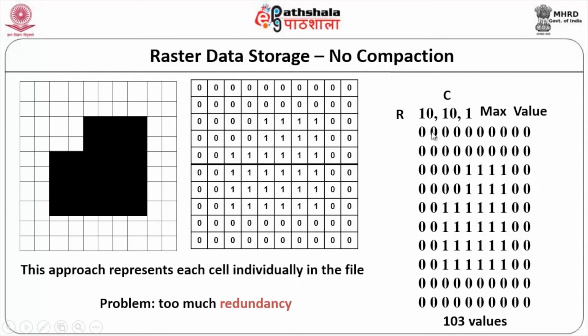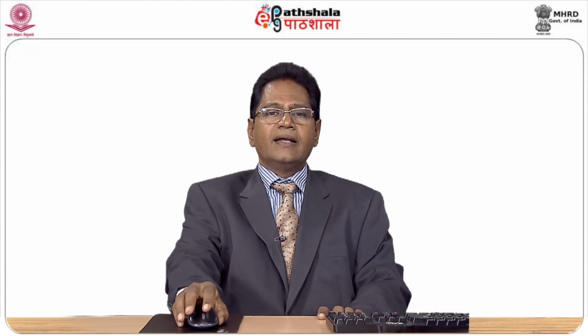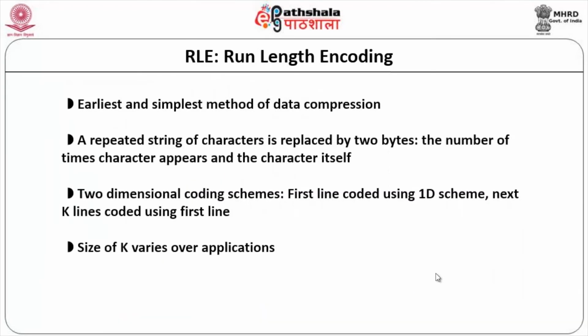Obviously, you find that when the data is stored, a lot of redundancy, that means repetition of data, is very evident here. And we have a very important method, run length coding, which is one of the earliest and a very simple method used for data compression. A repeated string of characters normally is replaced by 2 bytes. So, the number of times that particular character appears and the character itself is stored, and it is identified only once.